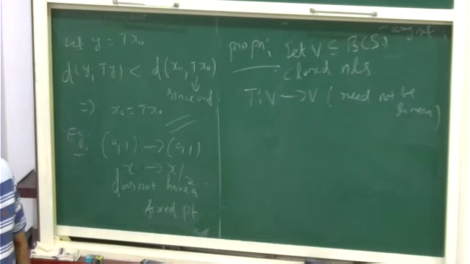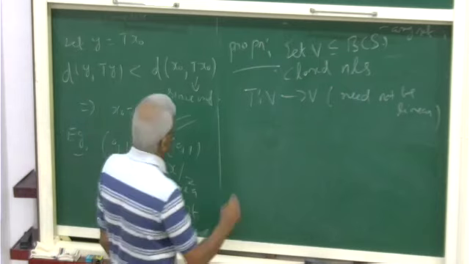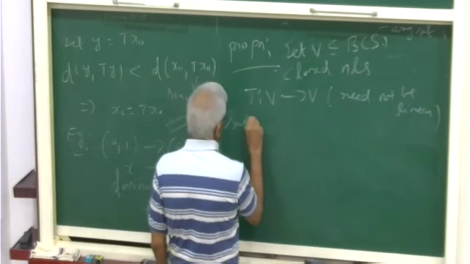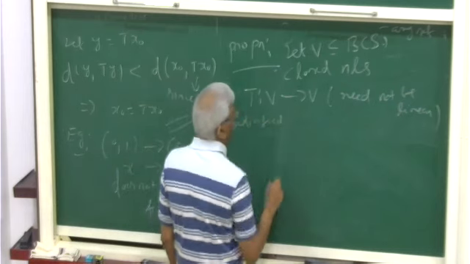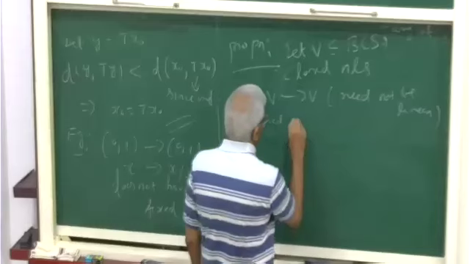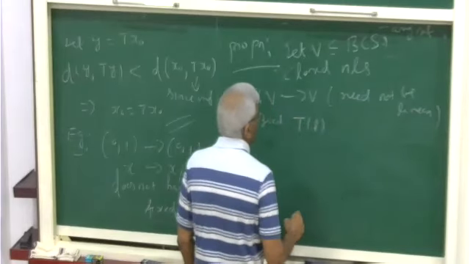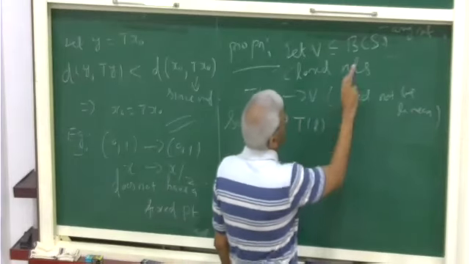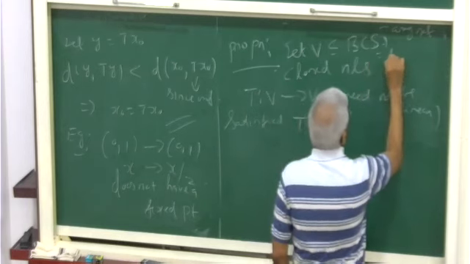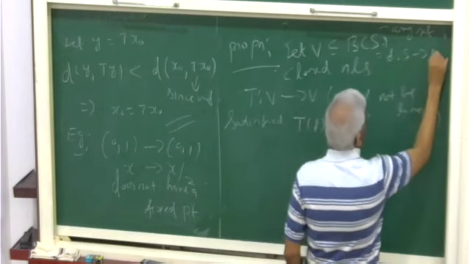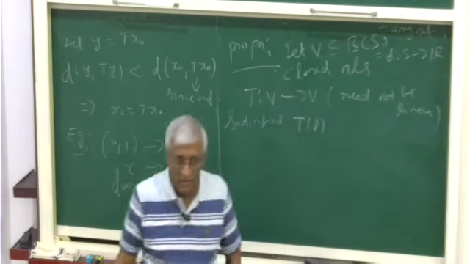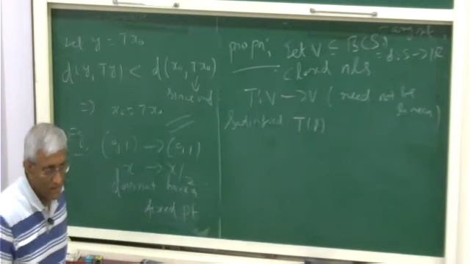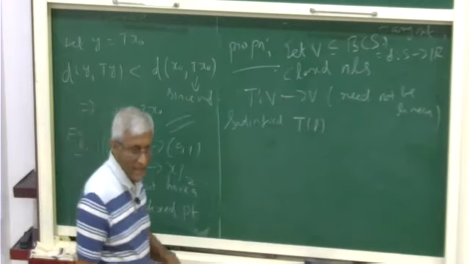Yeah, closed normed linear space. That's what I have written. Okay, T from V to V need not be linear. It satisfies the following. T of f, these are all functions from S to R. I take it from R, the real line, not the complex line, so that I can write the inequality.